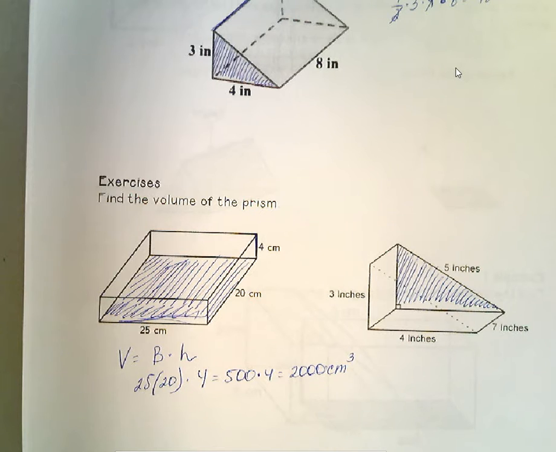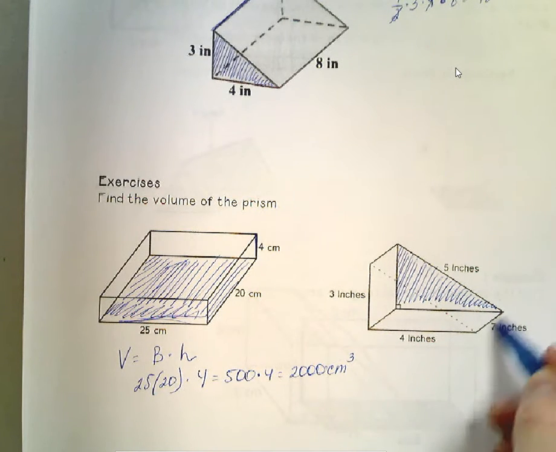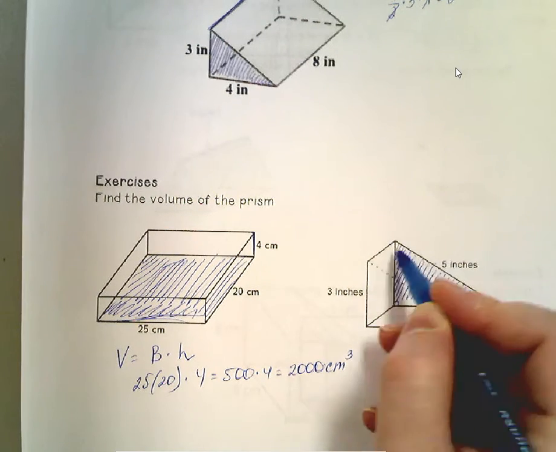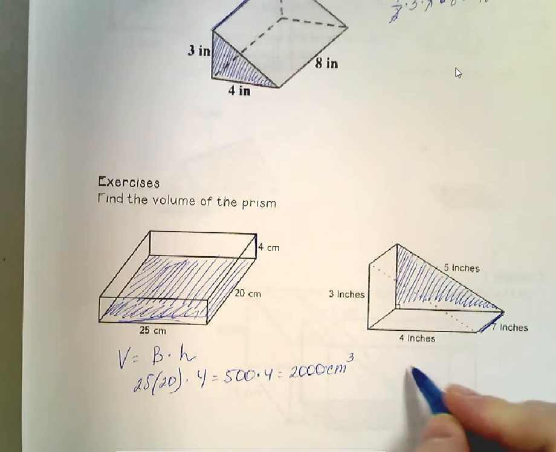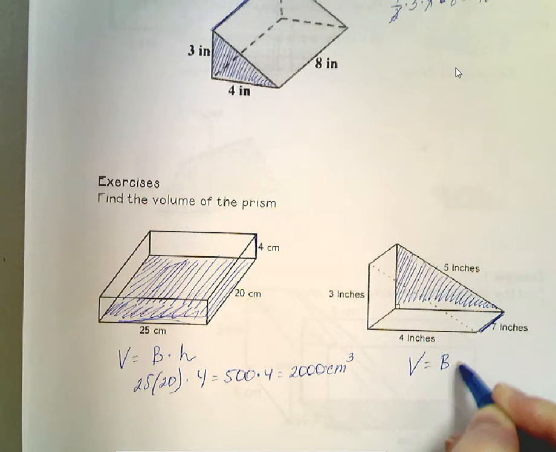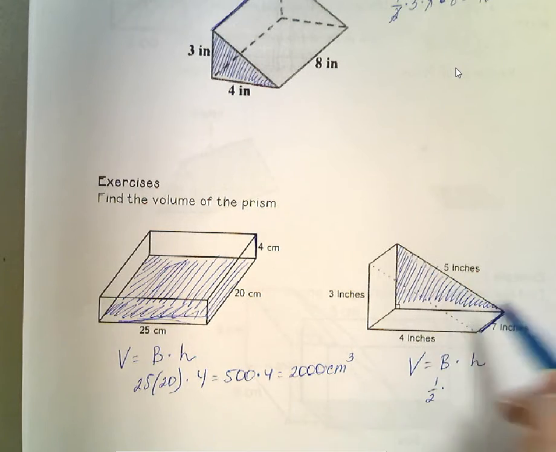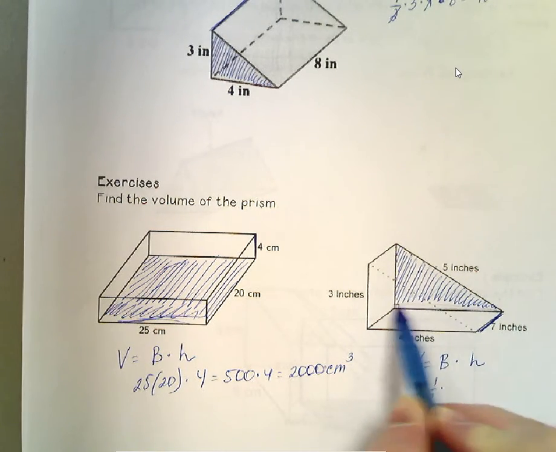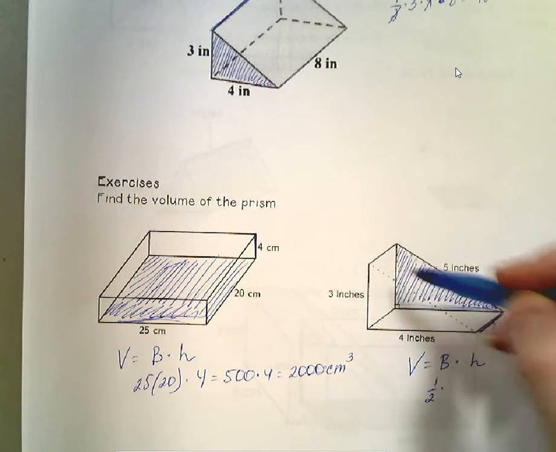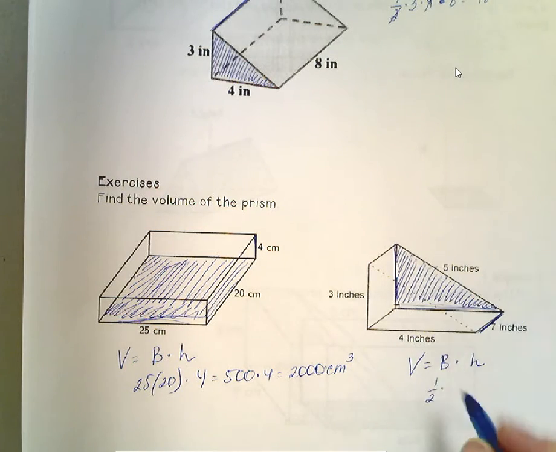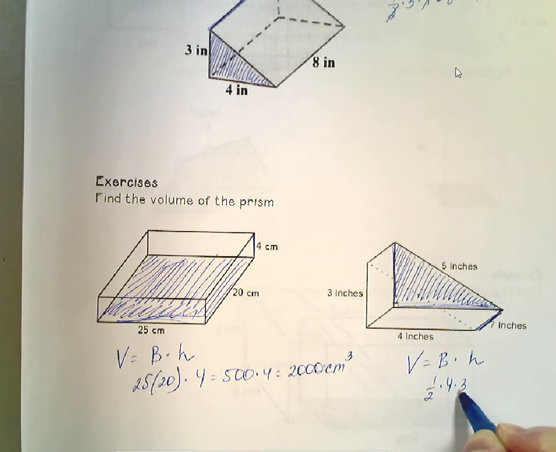Here we have our triangle, that is the base. And the height that will make it 3D will be this one, or this one, or this one. So volume equals area of the base times height. The base is 1/2 times 4. This is the base of the triangle. And the height of the triangle is 3, so 1/2 times 4 times 3.